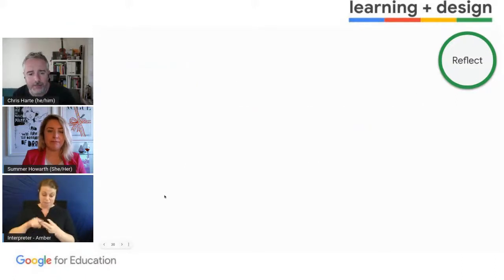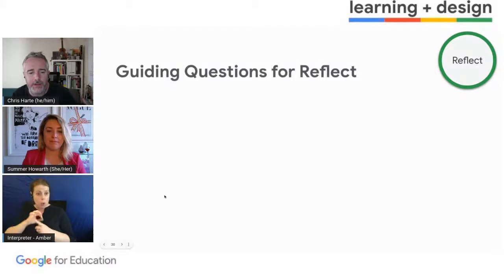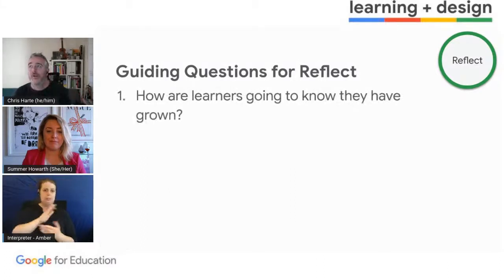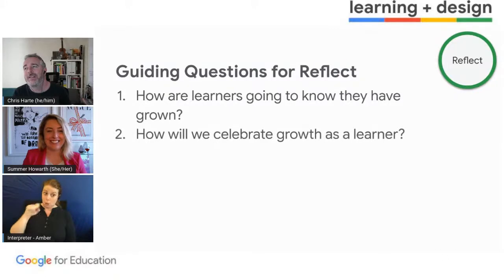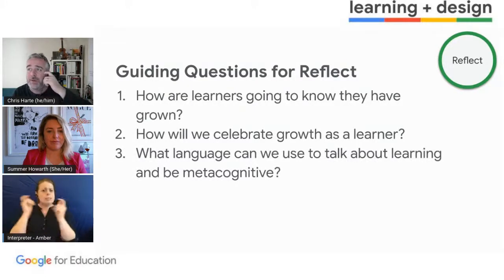All right, so guiding questions. How are learners going to know they have grown? And not in height, although some of them have. I bet when you haven't seen them for 18 months. How will we celebrate their growth as a learner? And also, what language can we use to talk about learning and being metacognitive?